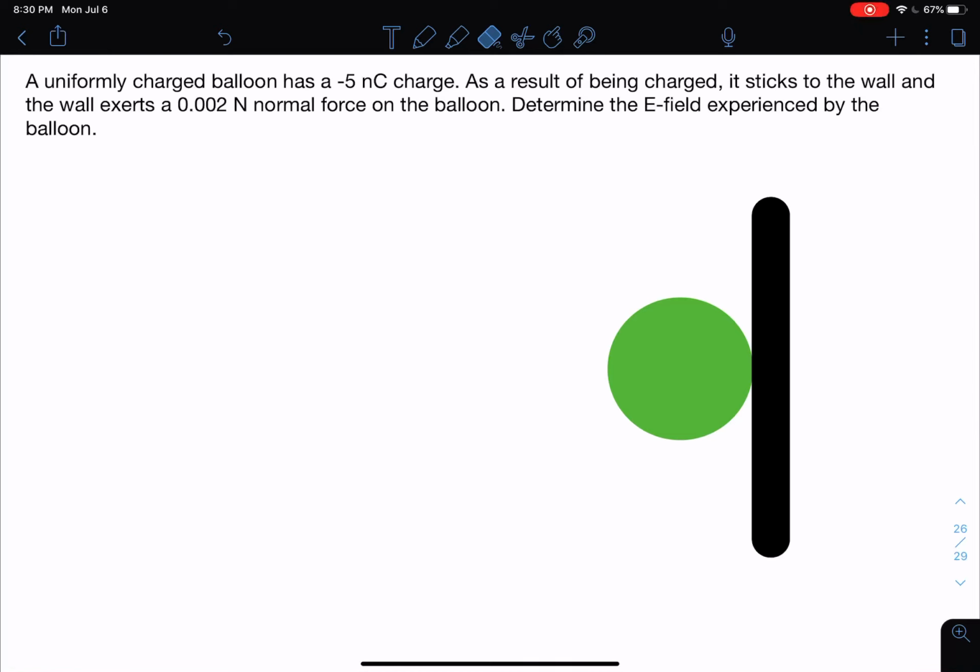A uniformly charged balloon has a negative 5 nanocoulomb charge. As a result of being charged, it sticks to the wall, and the wall exerts a 0.002 Newton normal force on the balloon. Determine the E field experienced by the balloon.